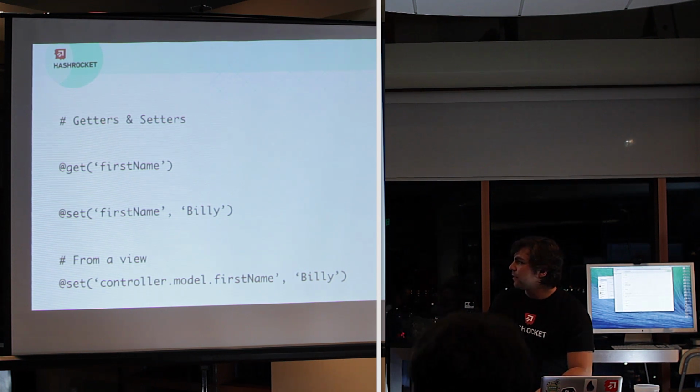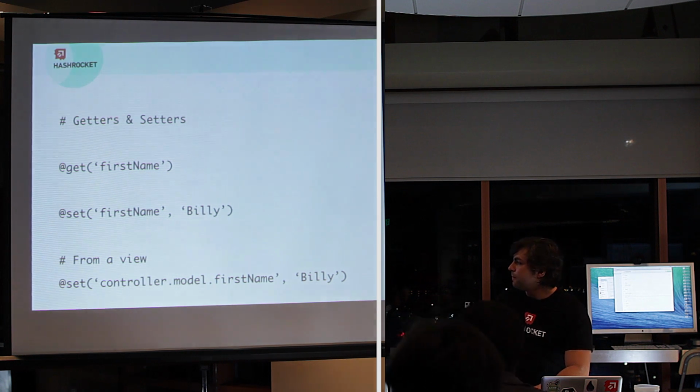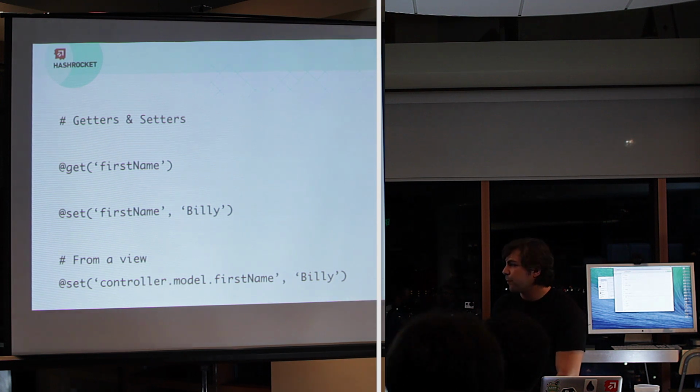Getters and setters work like this: just this.get, this.set. Very simple. And these things can reach through. You pass it a string to tell it what you want, but they can reach through. Like if you're inside a view and you need to get to the model, you can just set and do controller.model.firstName, and it'll reach all the way through. And then what you want to change it to is the second parameter there.